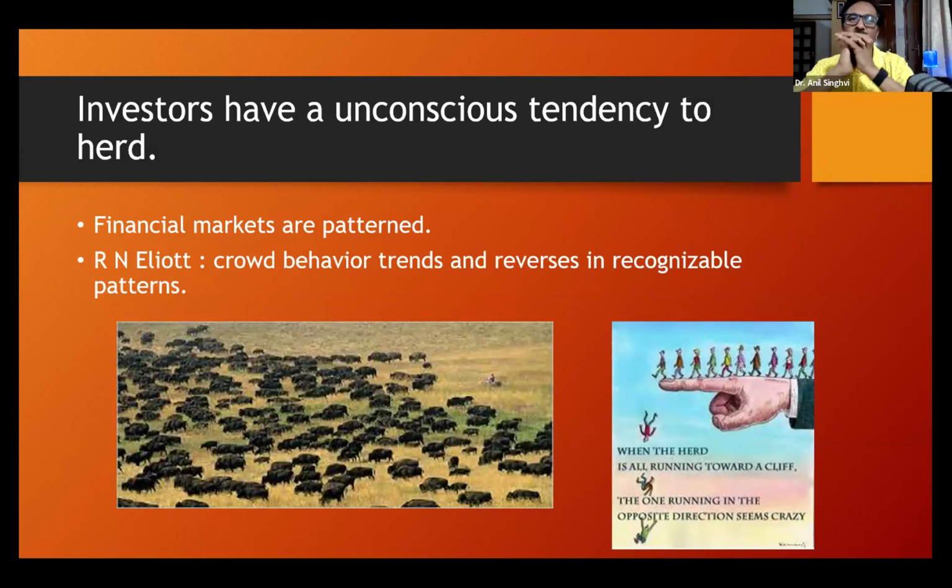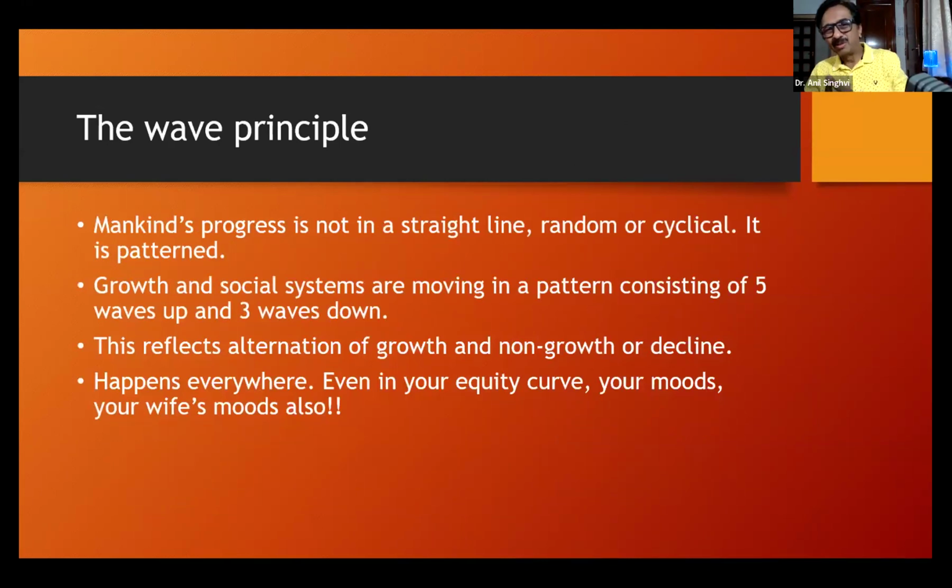So basically, the fundamental thing we have to understand: R. N. Elliott discovered this principle way back in the 1930s or 20s, I think 24 or something, that the financial markets are kind of patterned. They go up and down in patterns, and crowd behavior tends to reverse in recognizable patterns. Based on that, he propounded this theory, which became known as the Elliott wave theory. Mankind's progress is not in a straight line, and it is also not random, it is not cyclical. Let me assure you, it is patterned.